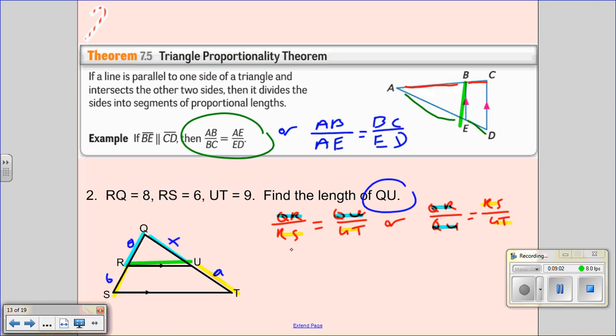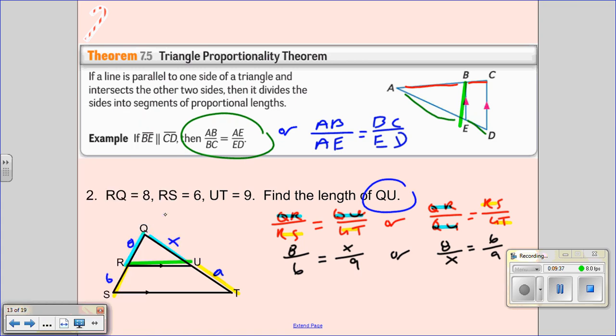All right, so now that I know how the proportion is going to be set up, I'll insert the values for each of those segments. QR being 8, RS being 6, QU being X, UT being 9. Or again, I could have said 8 is to X as 6 is to 9. You're going to get the same results.